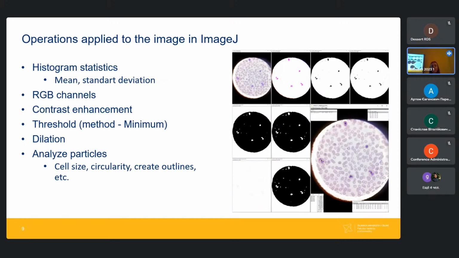About the operations or the pipeline that I mentioned, here are some main features that I used. I used histogram, RGB channels, some thresholding or dilation, and in the end, I analyzed the particles in order to get the region of interest, or the leukocytes. And this depends on some parameters, for example, cell size or circularity and others.